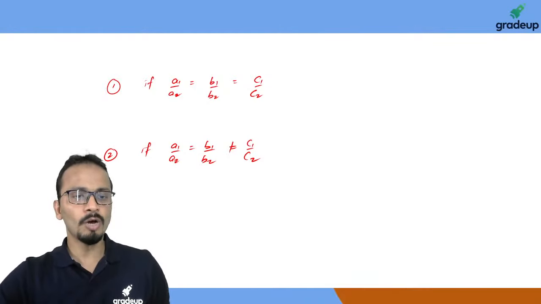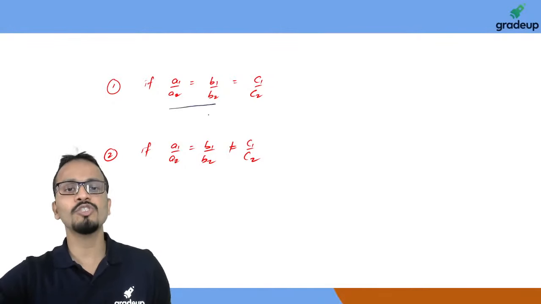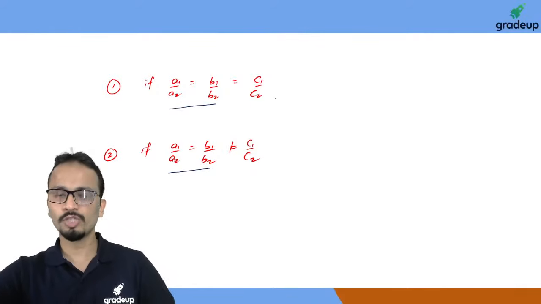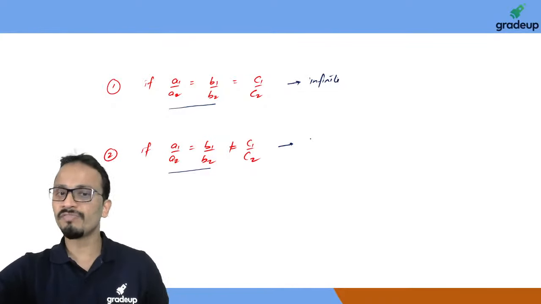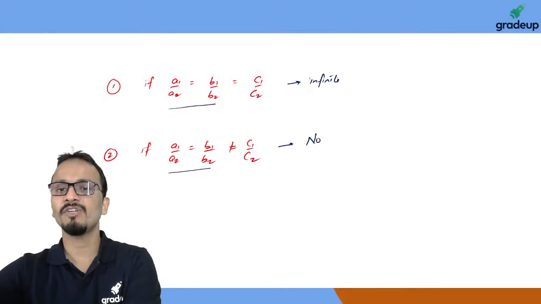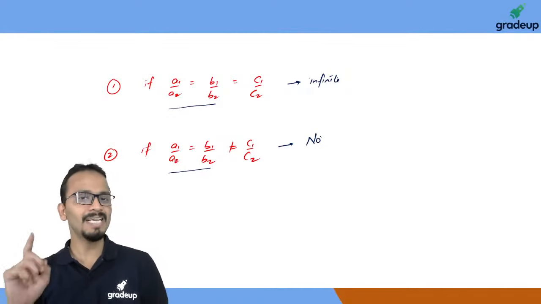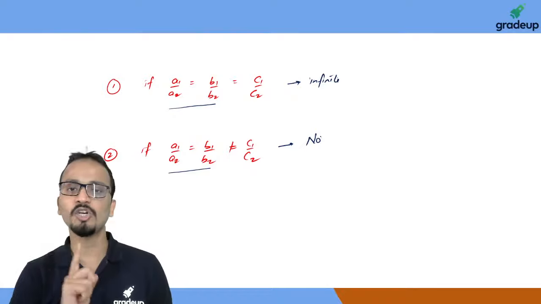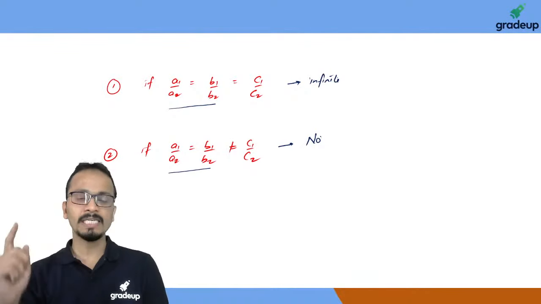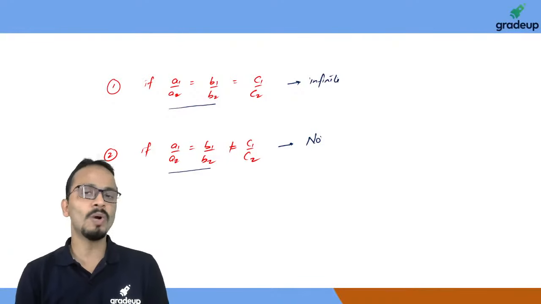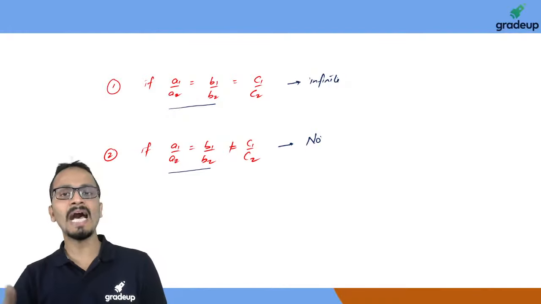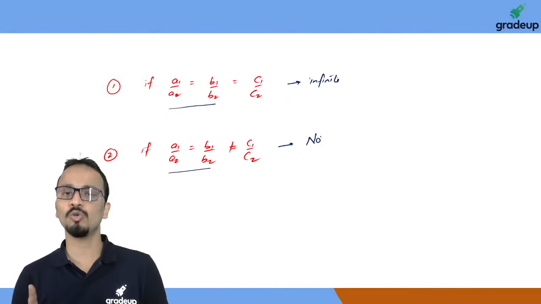Now, if you observe, in both cases, the first two ratios are equal. If the third ratio is also equal, we will have infinite solutions. If the third ratio is not equal to the first two ratios, then we will have no solution. But in both cases the first two ratios are equal. So I can say that if a1 upon a2 and b1 upon b2 are equal, then we'll either have infinite solutions or no solutions.